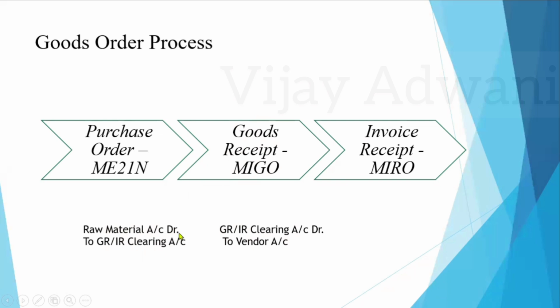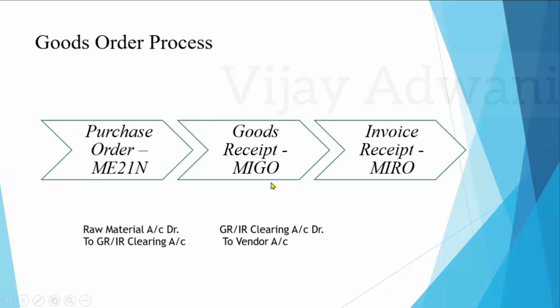Then what happens when the invoice is finally received? Then the vendor comes into the picture because the invoice is here. The GRIR clearing account which was created earlier gets debited with the same amount with which it was credited, and the vendor gets credited. Finally, if you see the net of the entries, the GRIR account credit and debit get nullified, and at the end the entry that is left is raw material account debited to vendor account.